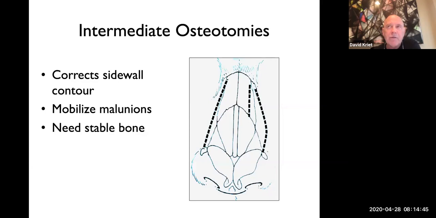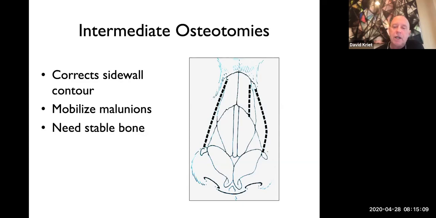So when you have one side of the nose which is much longer than the other, these are super useful. If you have somebody that has healed fractures and they have convexity of the nasal bones on the sidewall, you can go through that old fracture line, recreate that fracture line, and help to eliminate that convexity, or as I mentioned here, to mobilize the malunions.